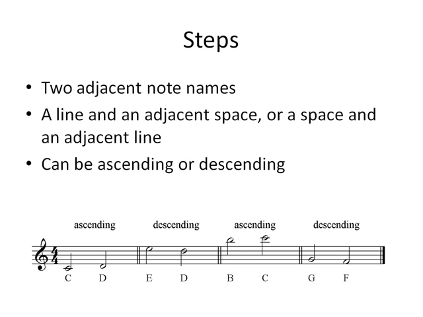Steps can be ascending or descending. Below are a few examples of steps of all kinds. Here's an ascending step from C to D. It's on a line and an adjacent space. Here's a descending step from E to D. It's on a space and an adjacent line. Here's an ascending step from B to C. Adjacent letter names, adjacent space, adjacent line, although notice here we've used ledger lines. And a descending step from G to F, a line and the adjacent space.